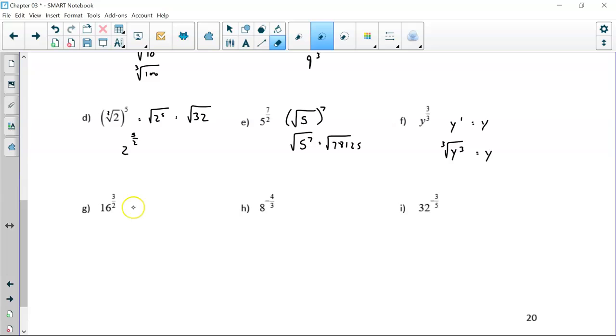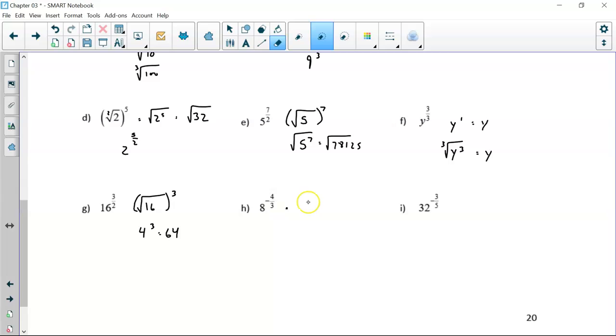For G, the denominator is a 2, so it's the square root. So it's the square root of 16, all being raised to the 3rd power, or the square root of 16 cubed, which is the same as, sorry, let me do that one more time. The square root of 16, which is 4, cubed, which is 64. So there's another way to write it.